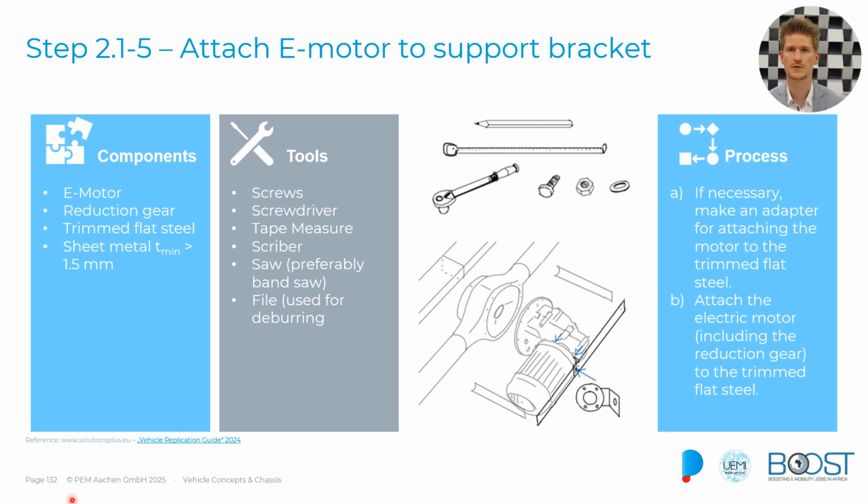And the next thing then would be to attach the e-motor to the support bracket. Now the support bracket is what we can see here, so it's basically just surrounding the electric motor. So we need the motor, the reduction gear, the trimmed flat steel parts, and sheet metal. We have some tools: screwdrivers, tape measure, scribe, saw, and files. If necessary, we need to make an adapter for attaching the motor to our bracket. This is what we need the sheet metal for, and then we attach the electric motor to the trimmed flat steel bit.